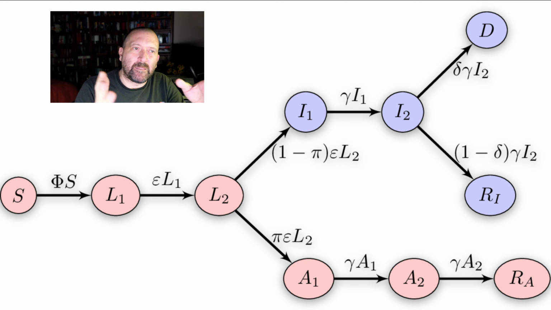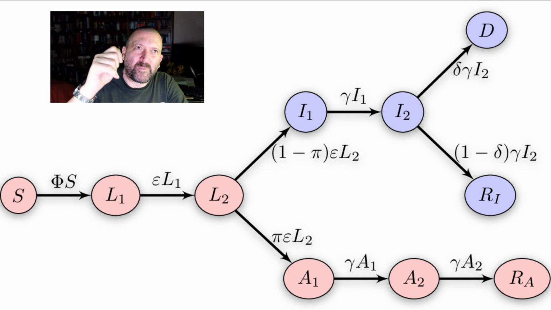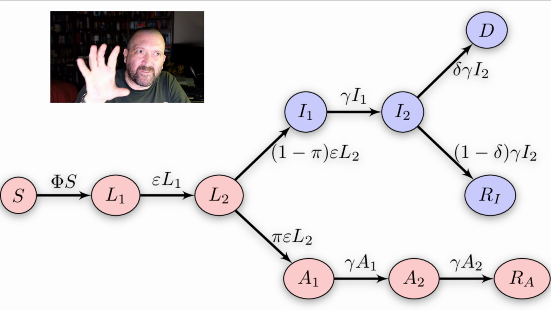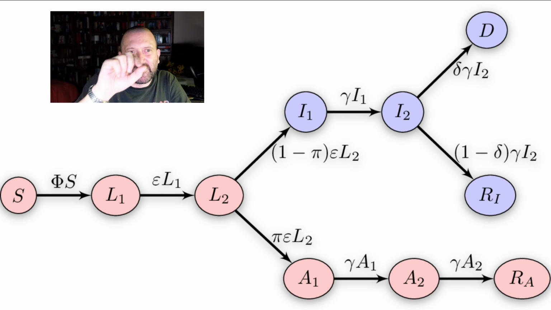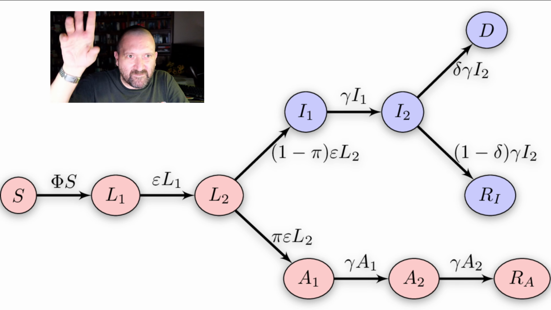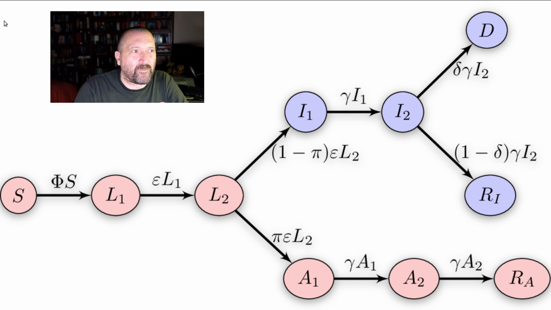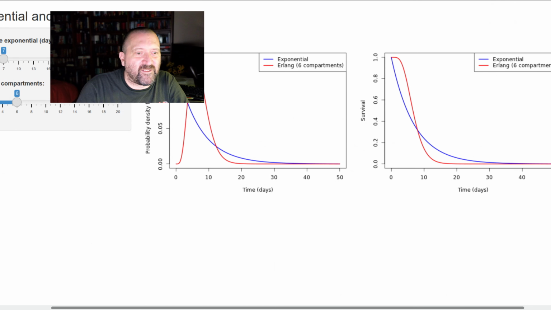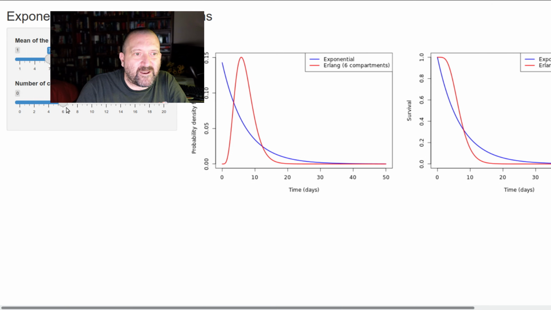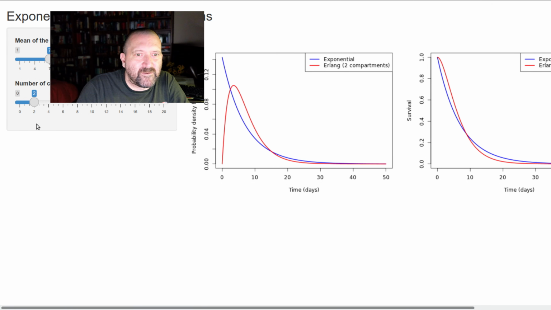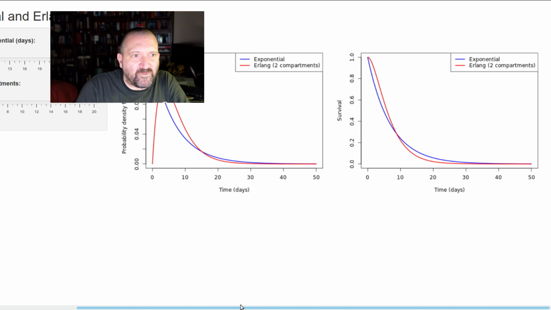Because the mean now is different, it will be n over lambda, but I can recompute the mean. If I want my mean to be 4 days, for example, I can recompute this given the lambda, the n over lambda that I want, and the n that I'm fixing equal to 2. And so instead of having this exponential here, for instance, I would have a different distribution.